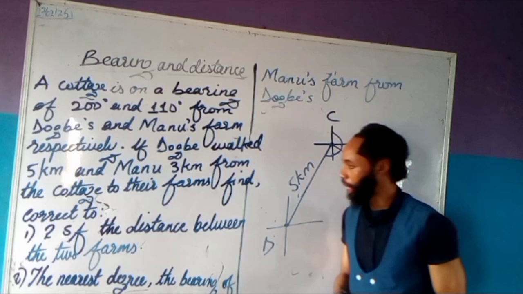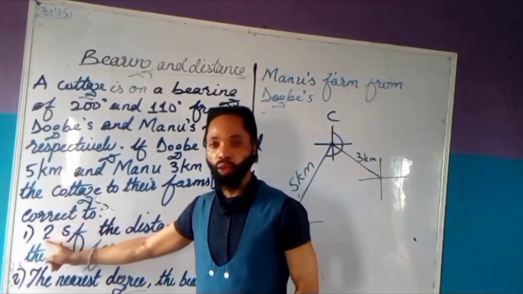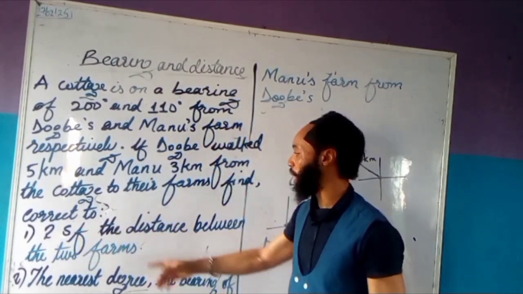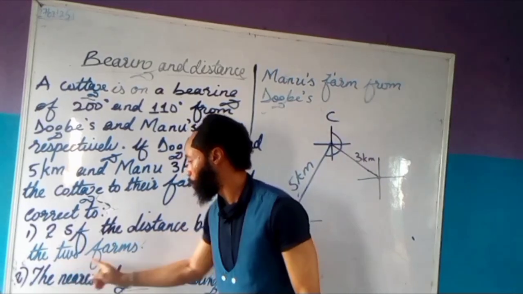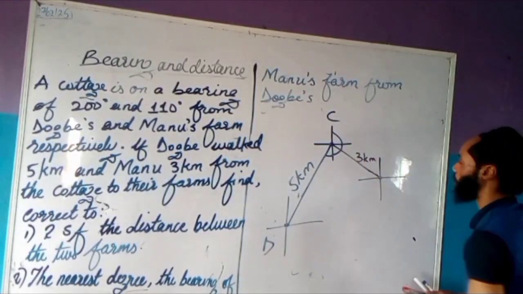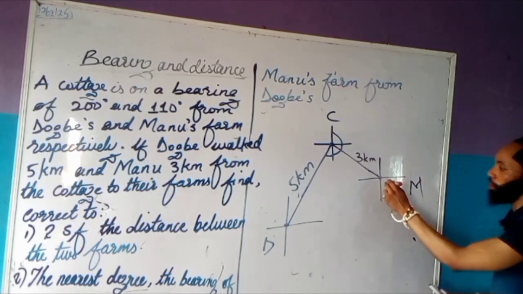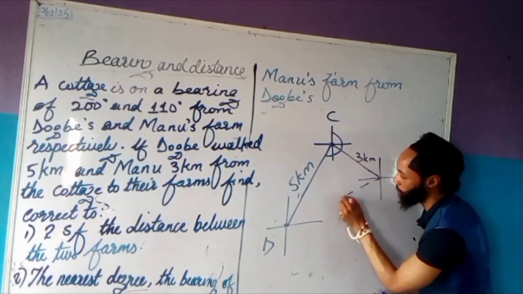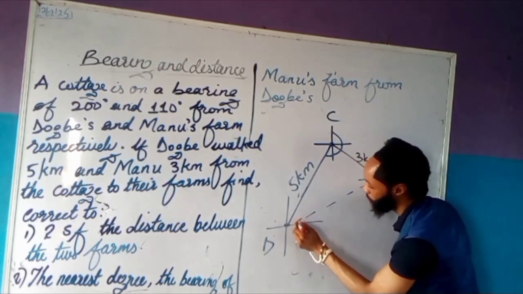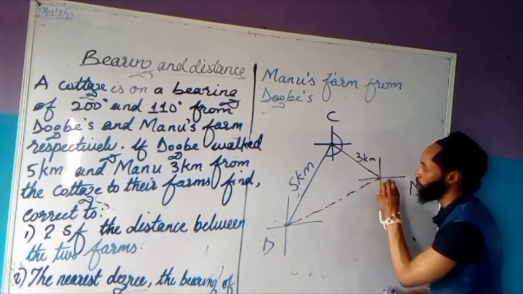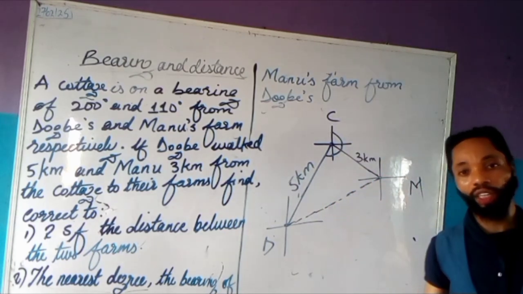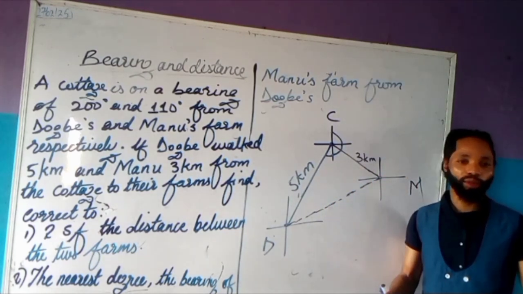Now, they ask us, correct to two significant figures, to find the distance between the two farms. This is the first farm and this is the second farm. What's the man's name? M. Let this be L. So we're looking for this distance. And if you're doing bearing and distance, you should have a good knowledge of what? Of sine rule and cosine rule.